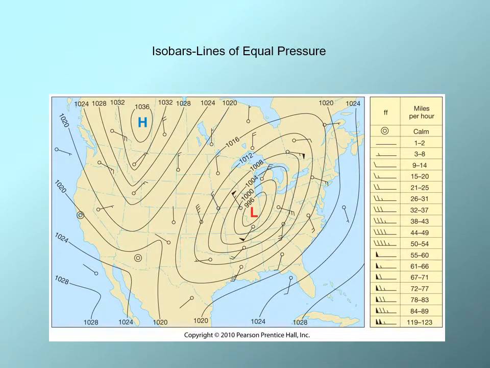So just like isotherms, we map pressure values, and we call those lines of pressure isobars, lines of equal pressure. And later on, we'll talk more about these wind barbs. But you see these lines that come out of these circles. Those are weather stations symbolizing wind direction and speed, because pressure and wind are intrinsically related. We'll talk more about that, I believe, in chapter 7.